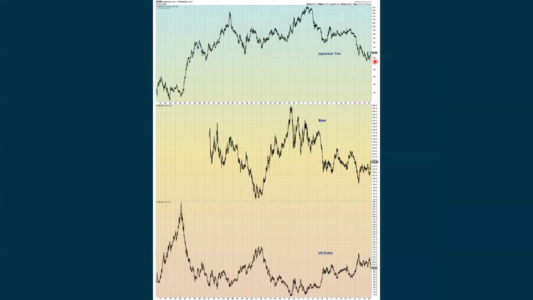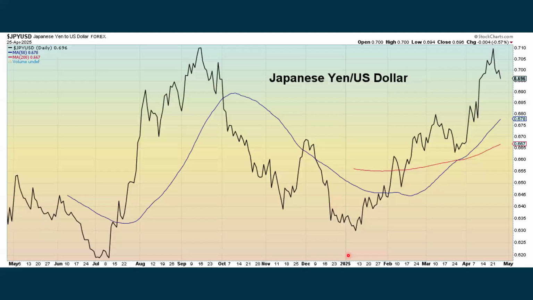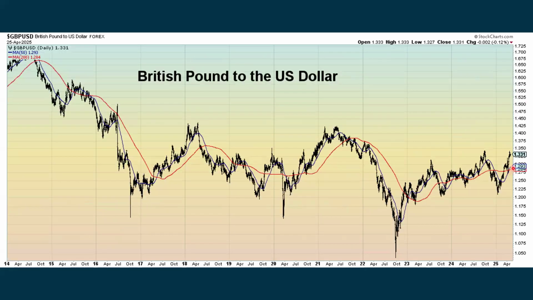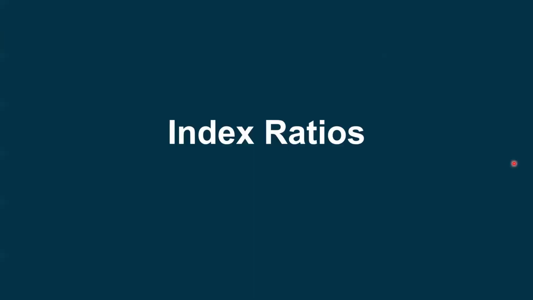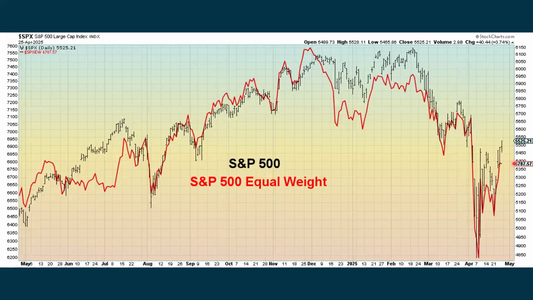Then we look at the Japanese yen, which has been bouncing back up compared to the dollar. Here's the euro against the US dollar index. And the Japanese yen, when you break it out, is in an uptrend against the dollar. The British pound is in an uptrend against the dollar. Then we look at some index ratios.